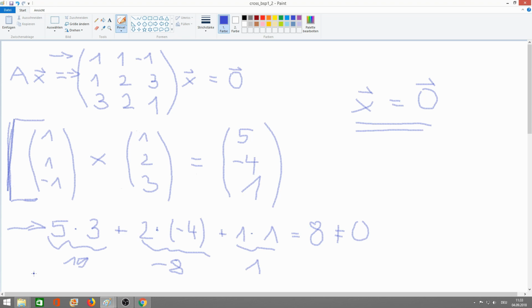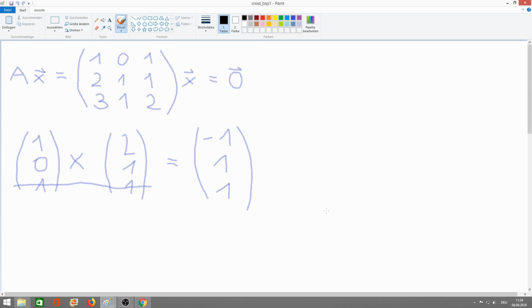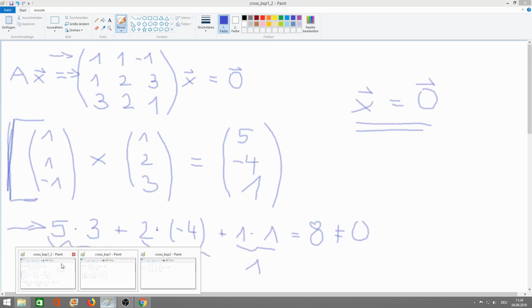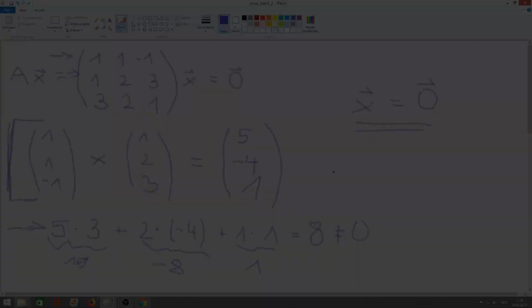If this results in 0, the calculated cross product vector generates the solution space. This was the case in the first example. If it yields something that is not 0, then x equals 0 is the only solution to the system.